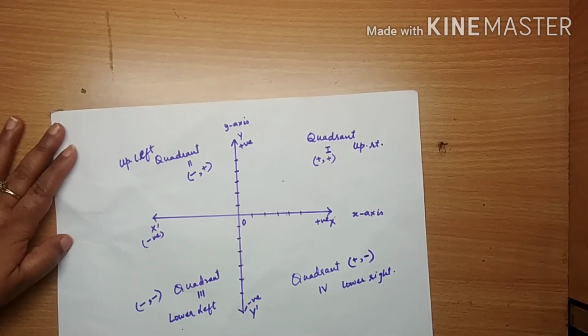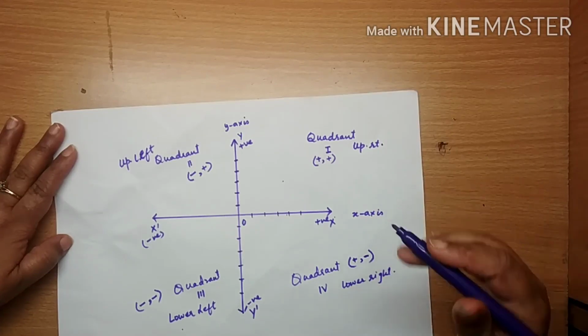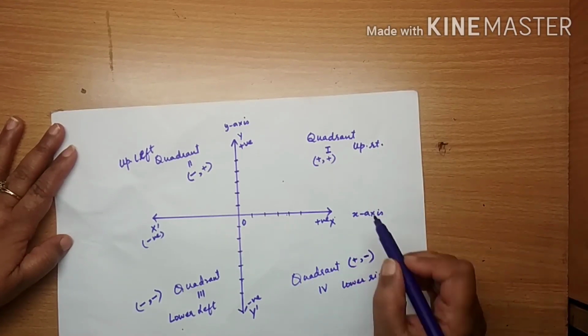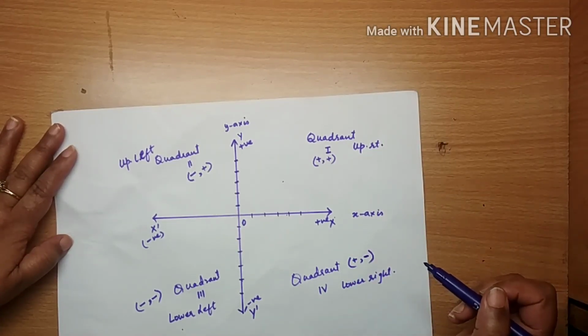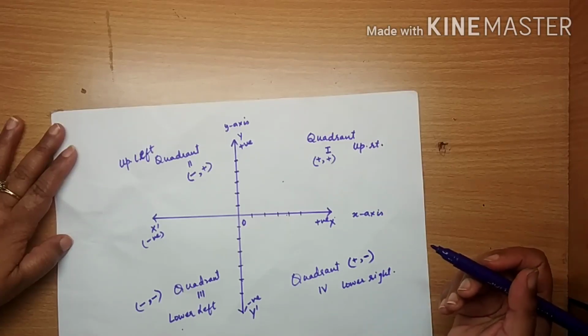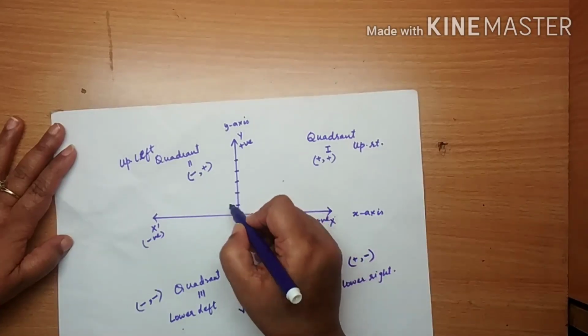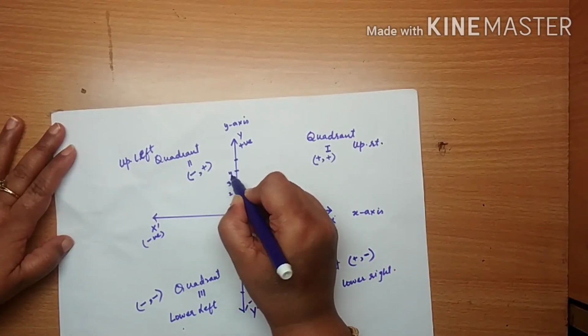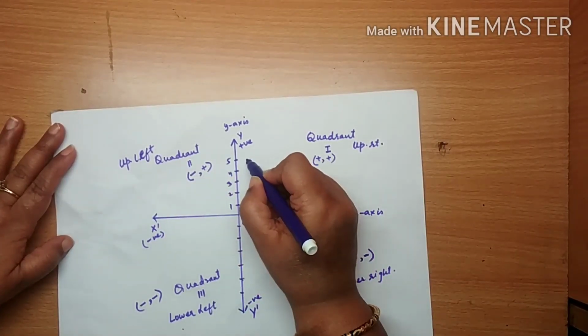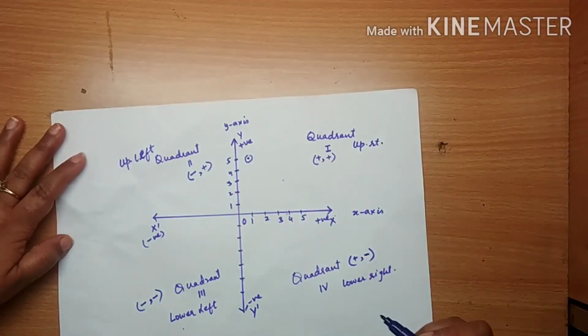Let's take another example, (1, 5). X is positive, right hand side. Y is positive, upper side. So upper right is first quadrant. So that will lie in the first quadrant. Let's say another one. You can see we discussed just now (1, 5). Right? First quadrant only.